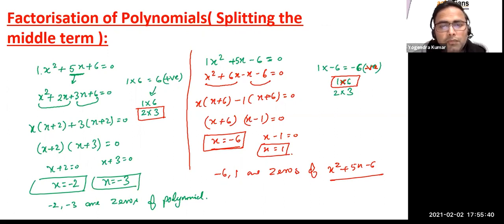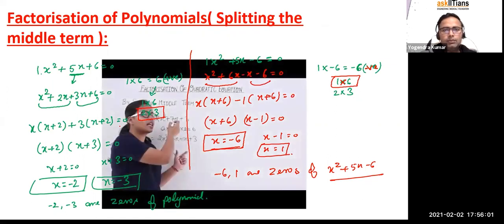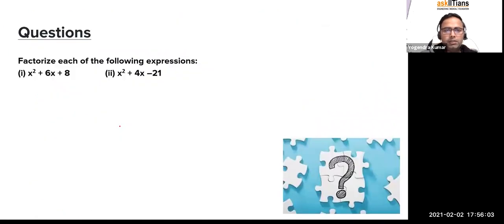By the way, you can always cross check your answer by substituting this x into this expression. Is it giving 0? Yes, it is producing 0, right? You should check by substituting both. Are you getting 0 or not? You can check this here also. So this method, what I just showed you, is called the splitting middle term method.